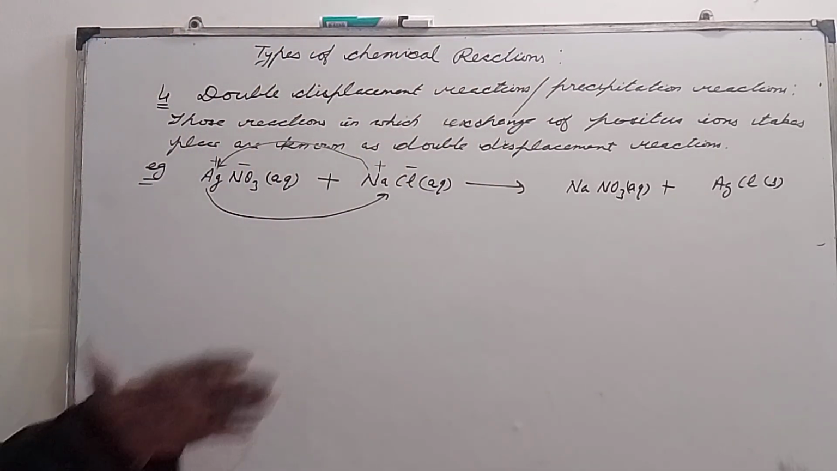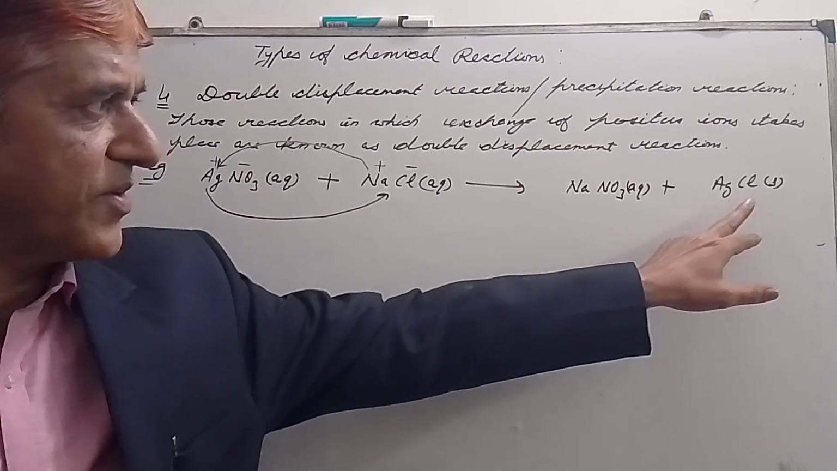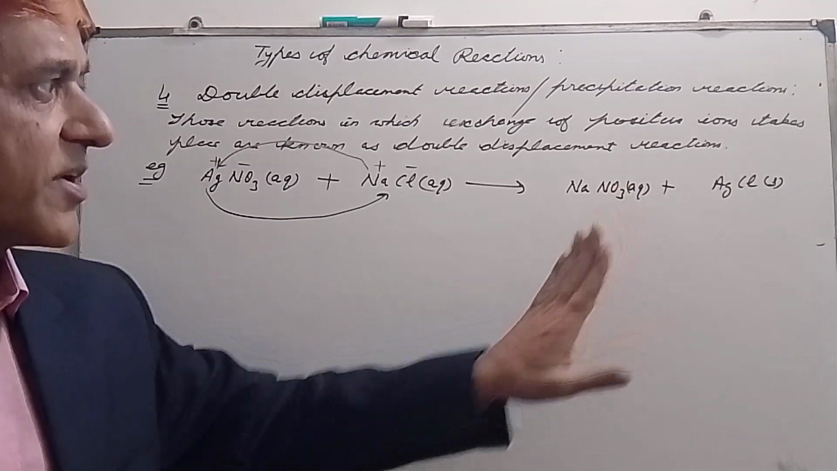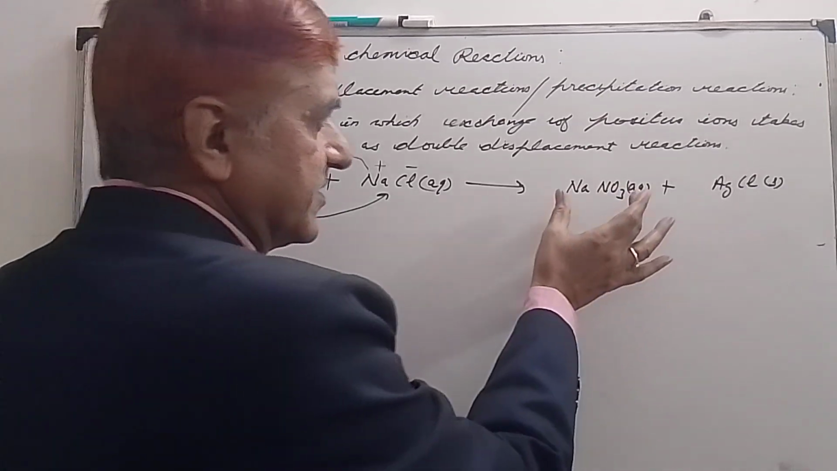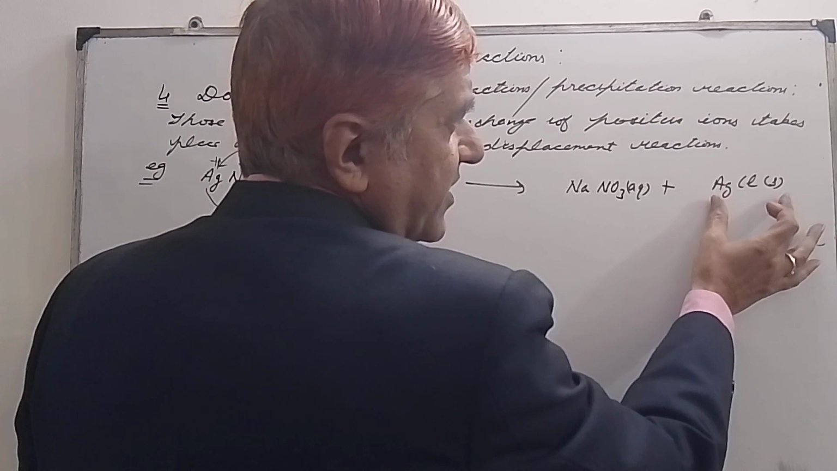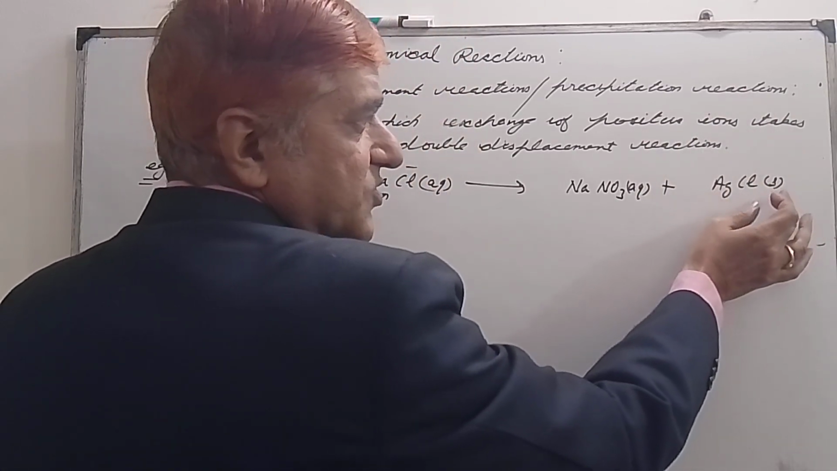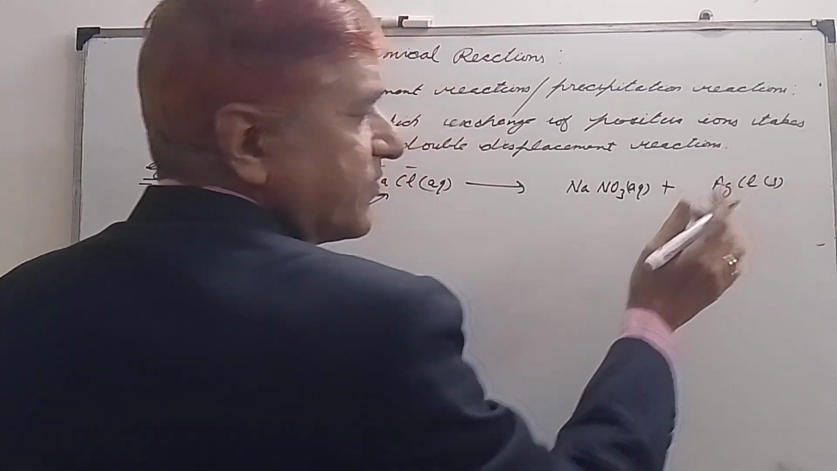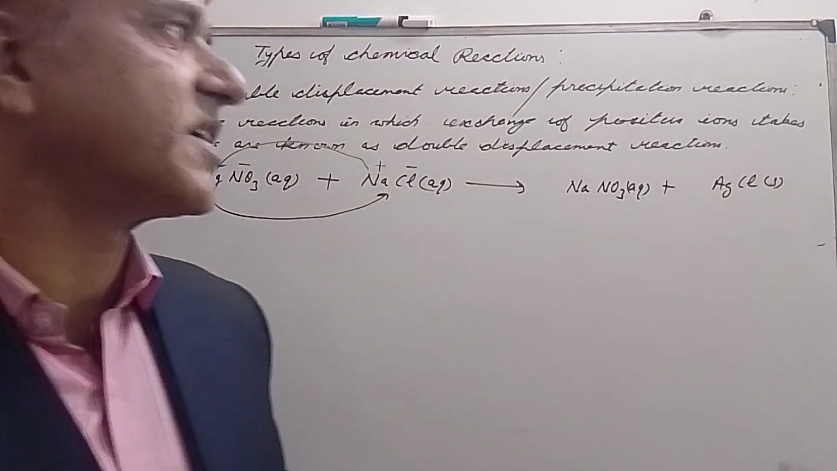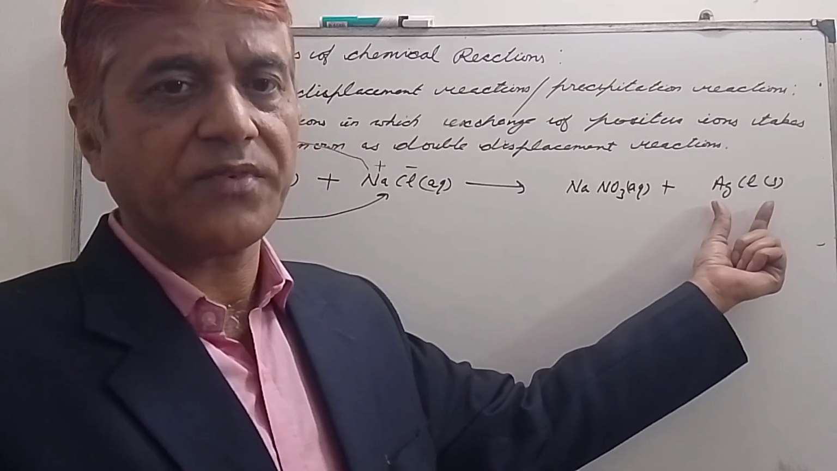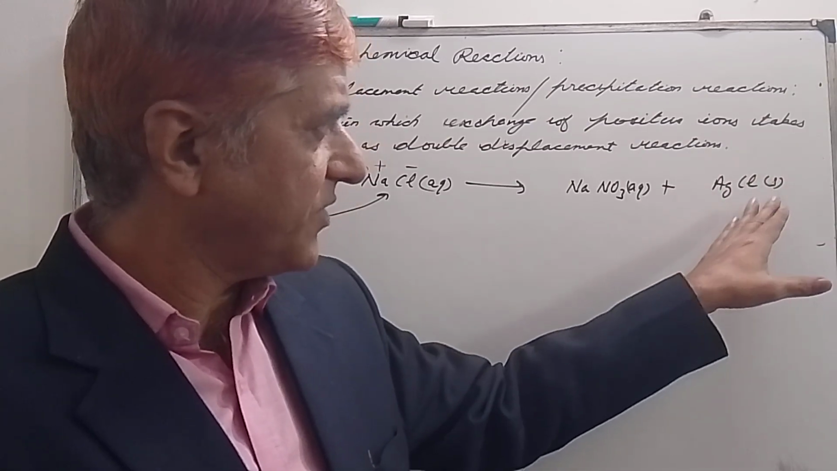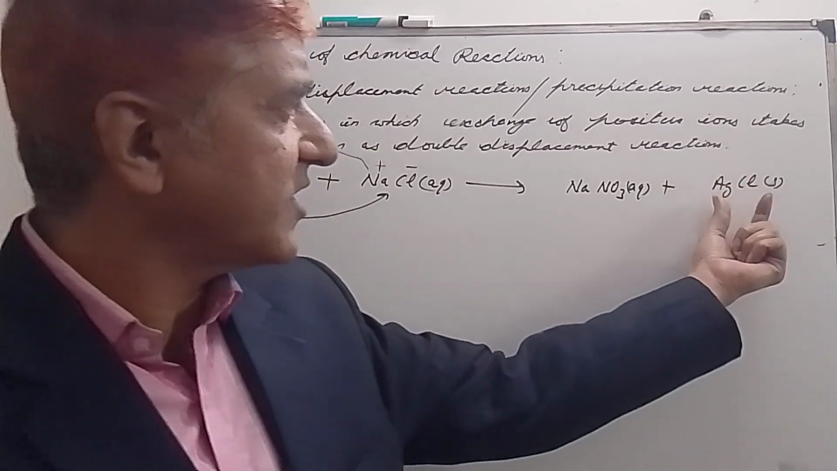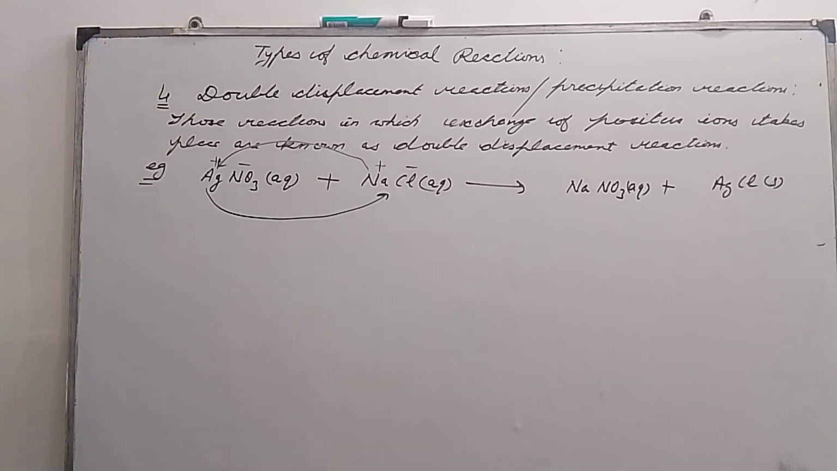Now here, my dear students, how can we identify which products are precipitates? The product with which solid is written, those are actually precipitates. Once again, the product with which solid is written, those are precipitates. So here we will get a precipitate of silver chloride. Let's take another example.